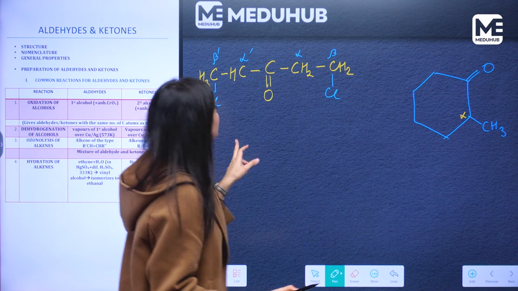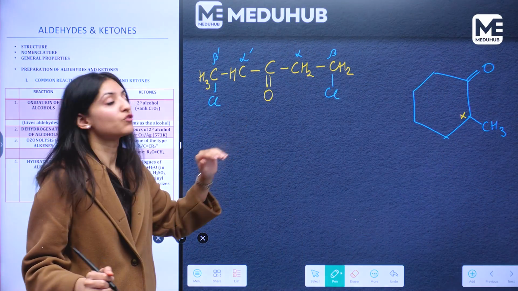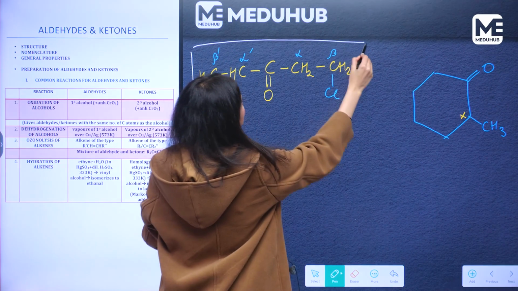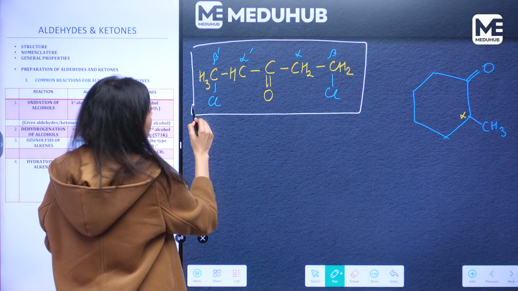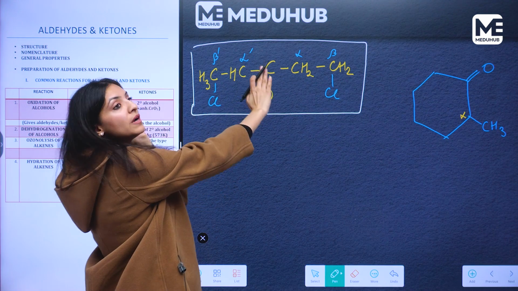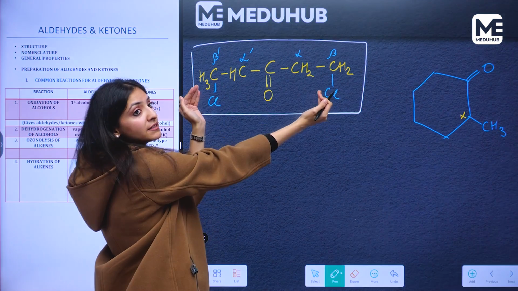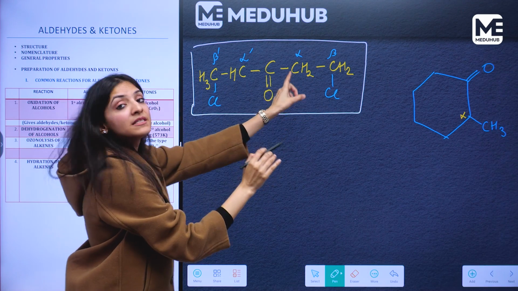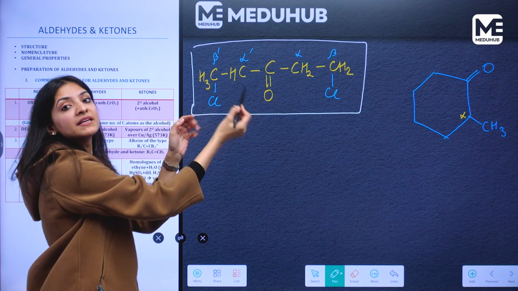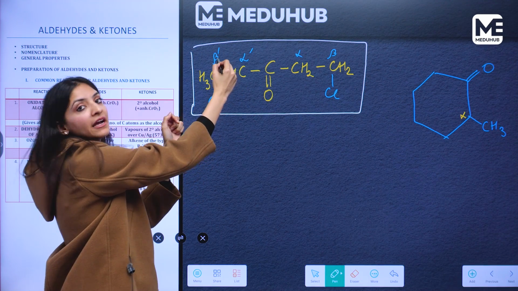What about the okay, we'll take two more examples for common names. Look at this compound here. If there are substituents in a ketone, since ketone has an alkyl group on both the sides, one side the substituents are numbered as alpha beta and on the other side they are numbered as alpha dash beta dash.